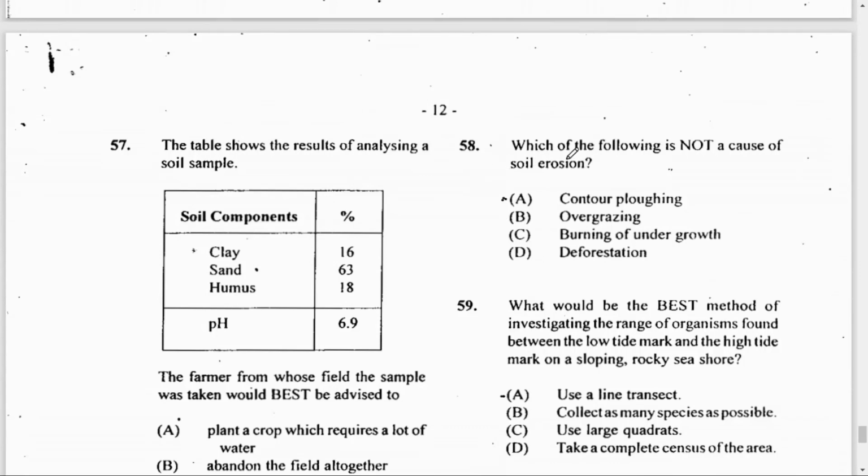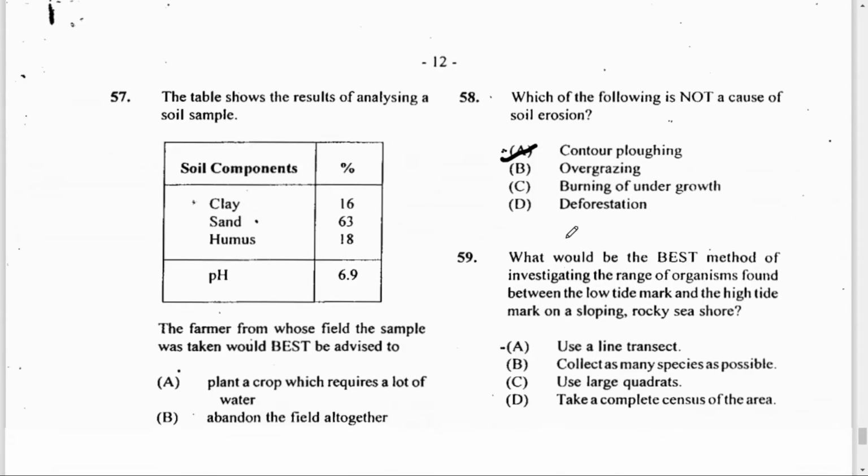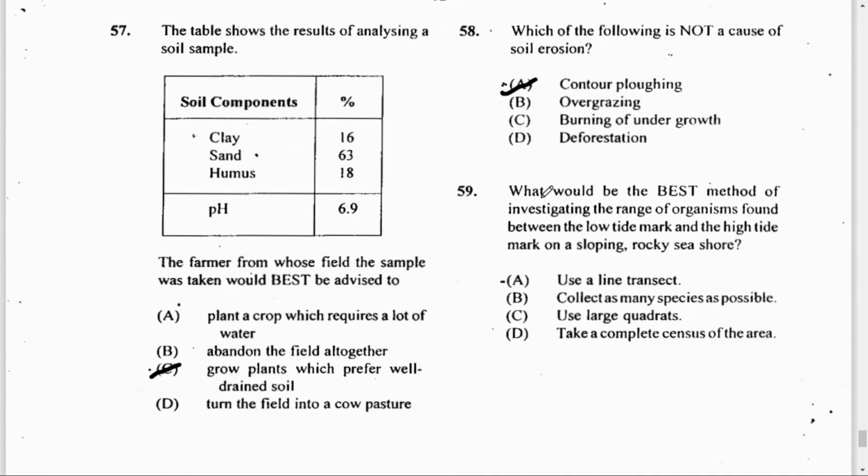Number 58. Which of the following is not a cause of soil erosion? The answer here is contour plowing. Overgrazing, burning of undergrowth, and deforestation all lead to soil erosion. Number 59. What would be the best method of investigating the range of organisms found between low tide and high tide marks on a sloping rocky seashore? The answer here is a line transect.